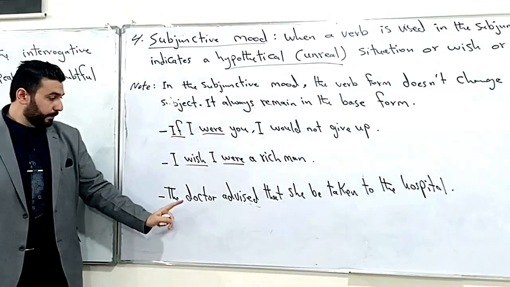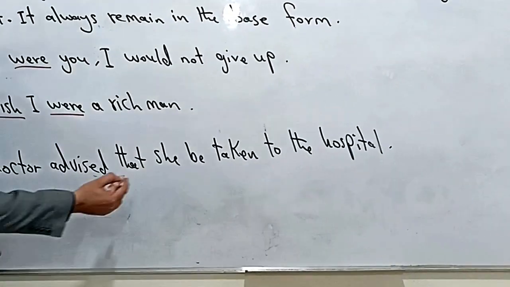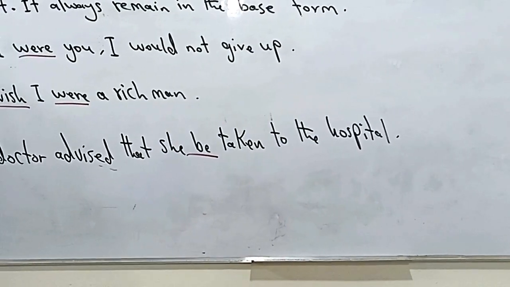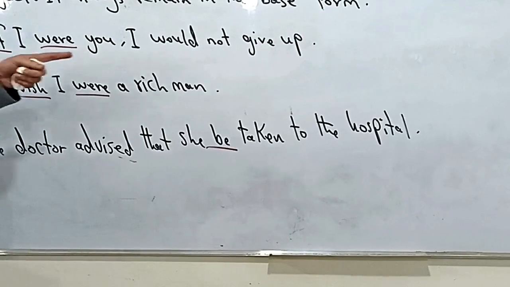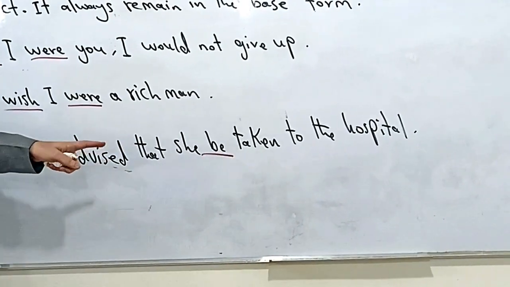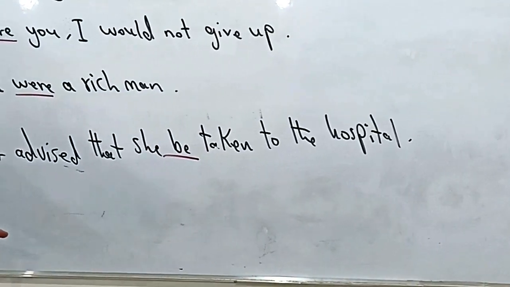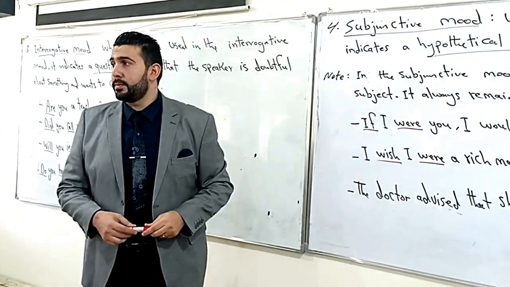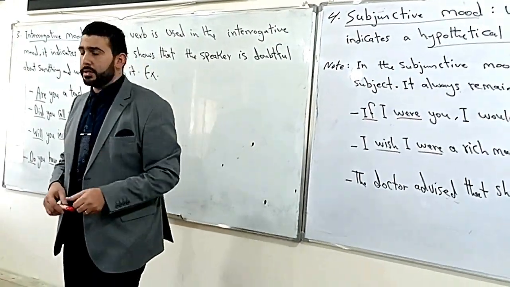For example, the doctor advised that she be. I didn't say she is. The doctor advised that she be taken to the hospital. So here, be taken to the hospital. This is a subjunctive mood because the verb is used in the base form. Okay.